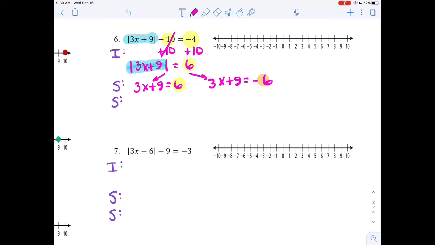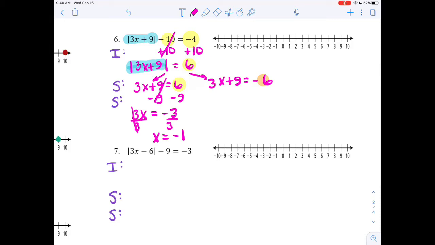All right, so now we need to solve. We want to move the 9 over to the other side. We always do adding and subtracting first when we're solving. So this is going to leave me with a negative 3. And I need to divide both sides by 3 to get a solution of x is equal to negative 1 when I simplify negative 3 over 3.